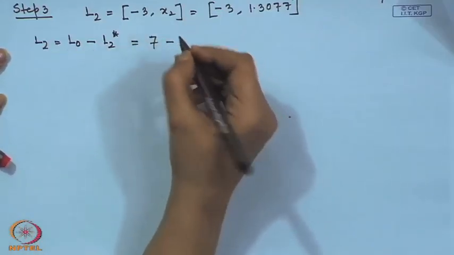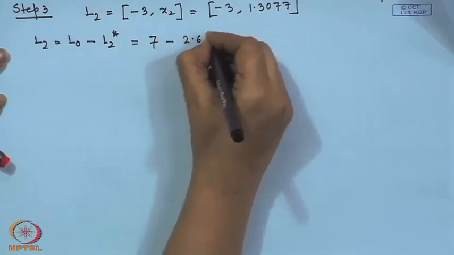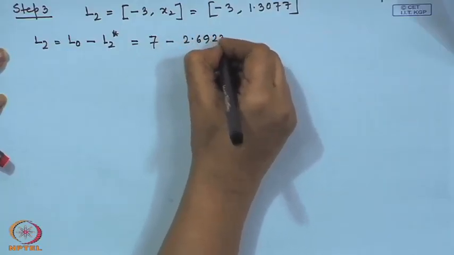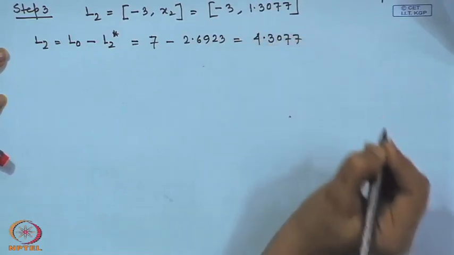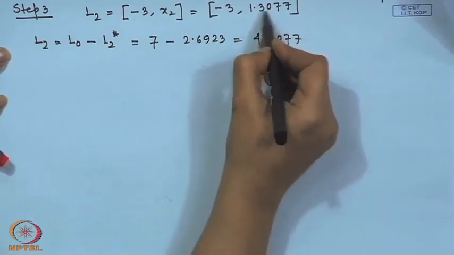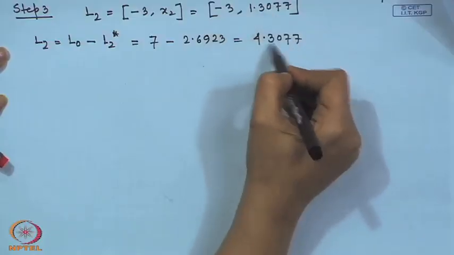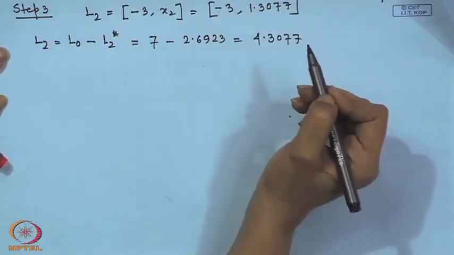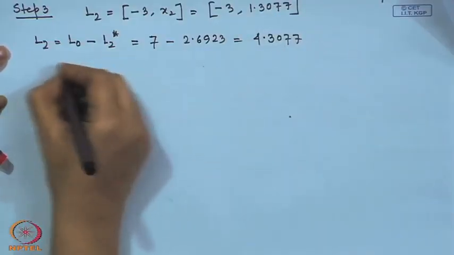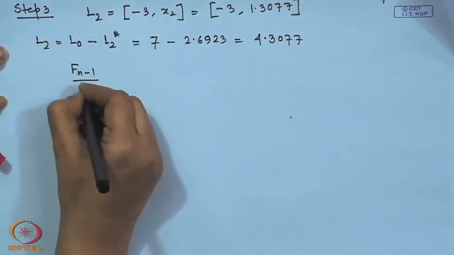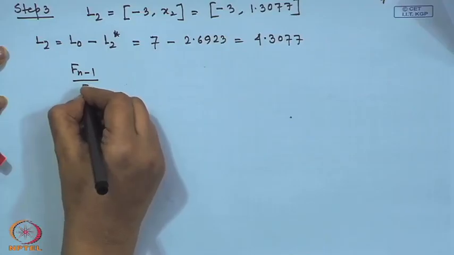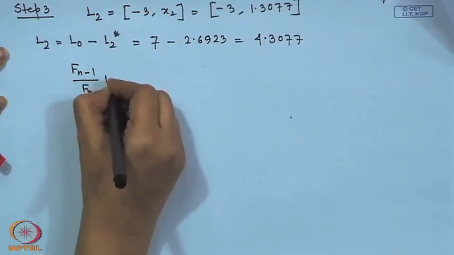And what about L2 star? Just now we got L2 star equal to 2.6923, and L2 is coming as 4.3077. If we just see the interval size here, it is coming 4.3077. And there is another nice fact, that we can get L2 in this way as well, as we got that L2 is equal to Fn minus 1 by Fn L0.